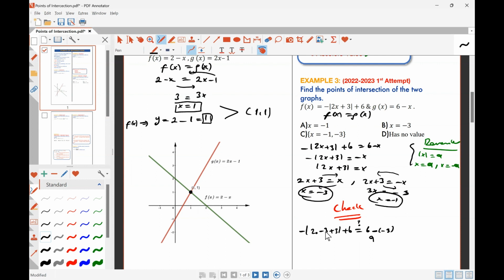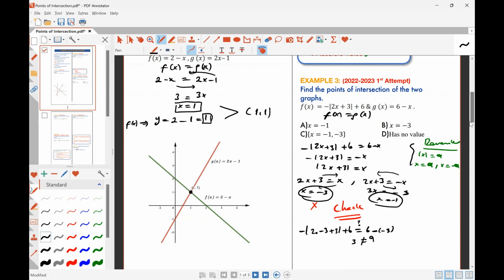Here I have 2 times negative 3, negative 6 plus 3, negative 3. It comes out as 3. I have negative in front. It's negative 3 plus 6, 3. 3 is not equal to 9. So that doesn't check. This is not our answer. Negative 3 is false. Let's check negative 1.